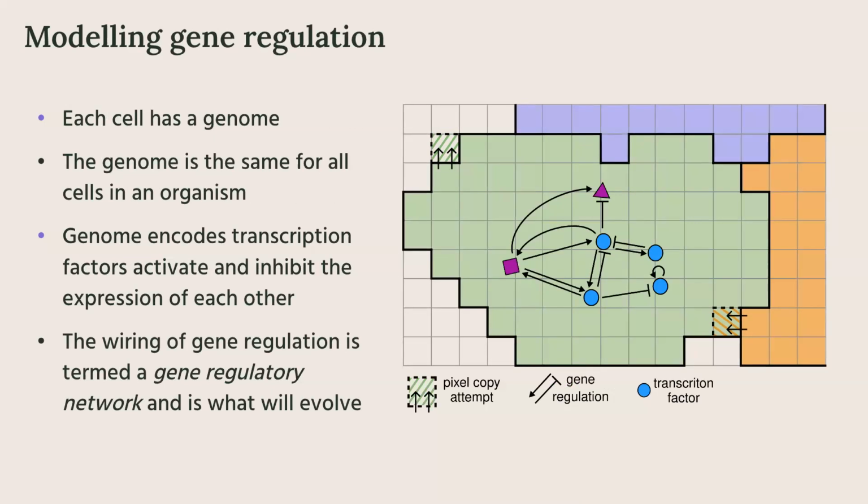So each cell has a genome, and the genome is going to be the same for all cells in an organism. And the genome encodes these transcription factors, these blue nodes here, this triangle and this square, which activate and inhibit the expression of each other. So they activate and inhibit the expression of other genes, which is this wiring here, this inhibition and activation. And this wiring is called a gene regulatory network, and that's what we're going to evolve. So we're going to evolve this wiring here.